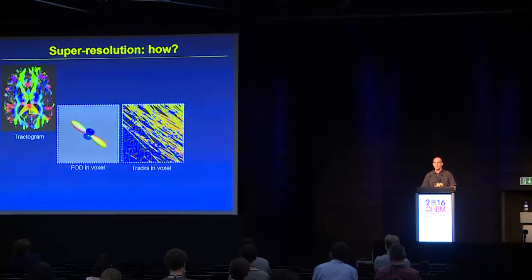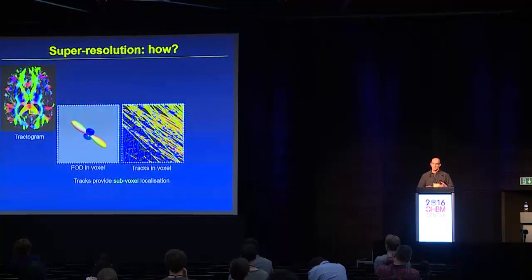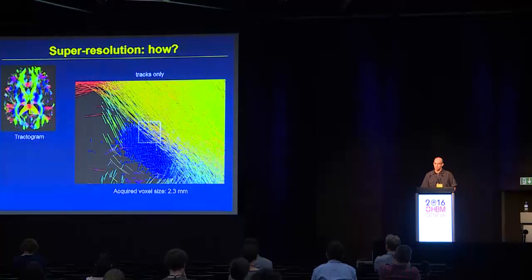On the right, we know where the bundles are because the tracks tell us that the bottom left corner is mainly the cingulum, and here is the corpus callosum. So in some way, the tracks provide information to get subvoxel localization. So that's how we are able to get the super resolution.